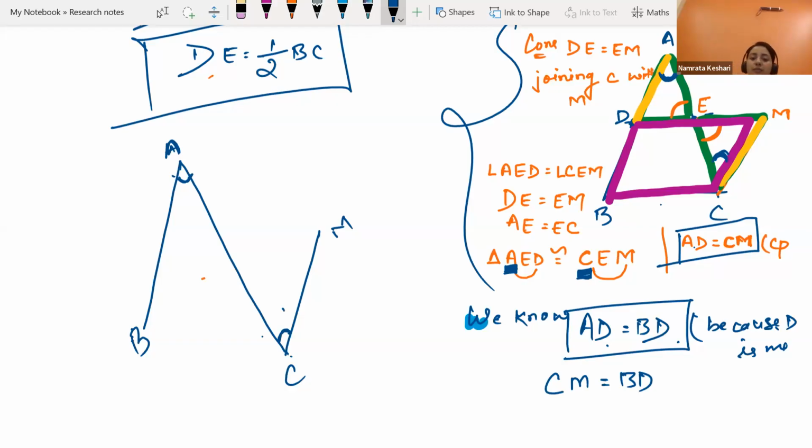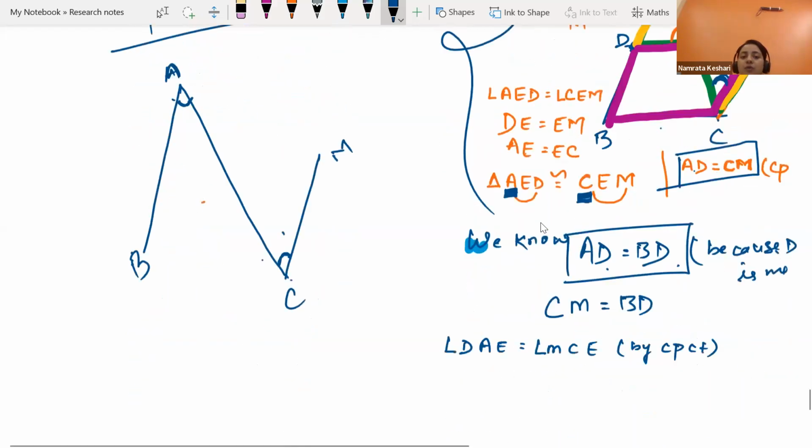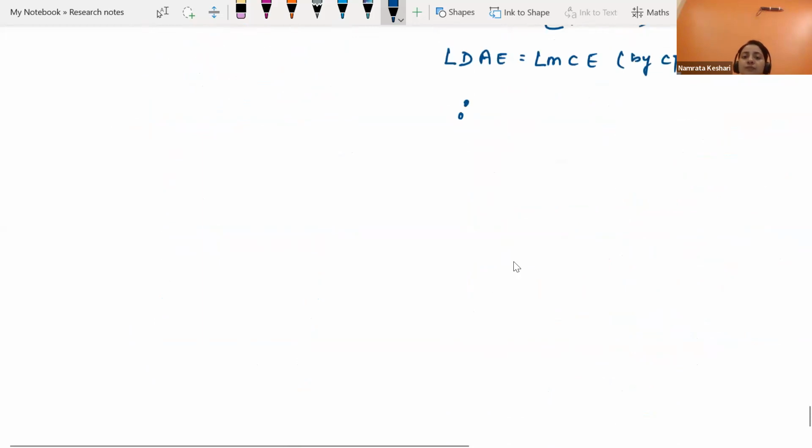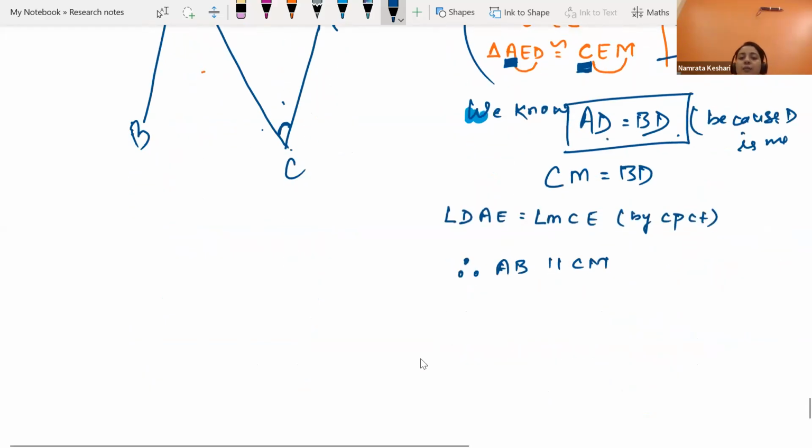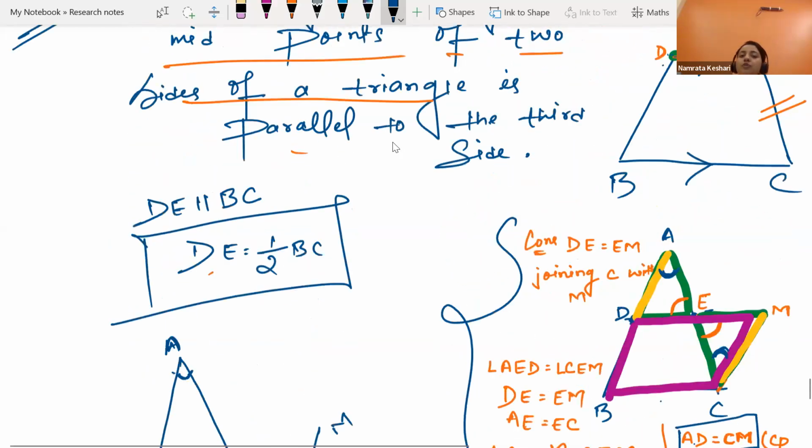I am writing over here that angle DAE is equal to angle MCE, by CPCT. Therefore, AB must be parallel to CM. And the other day we were discussing that if you cut a parallel line, it is still parallel, and if you extend a parallel line, it is still parallel.